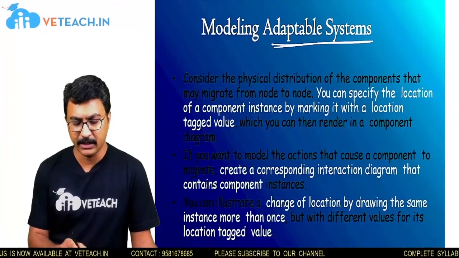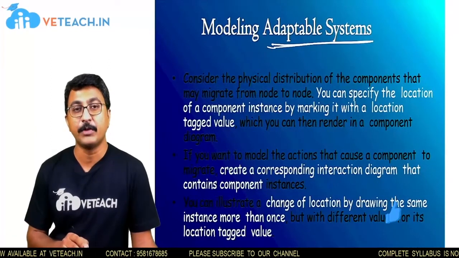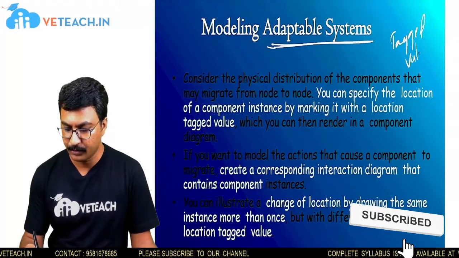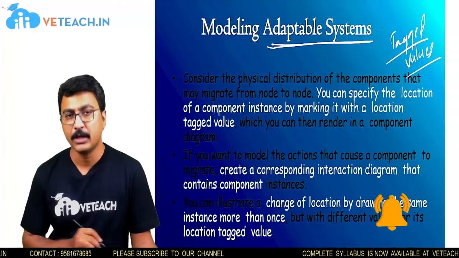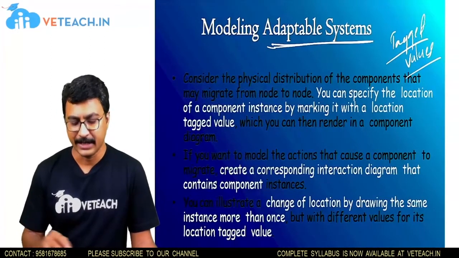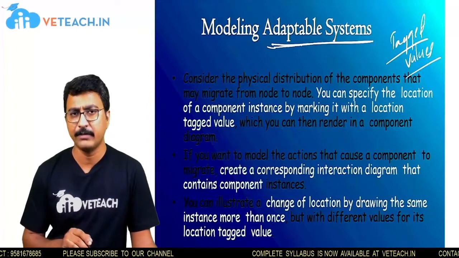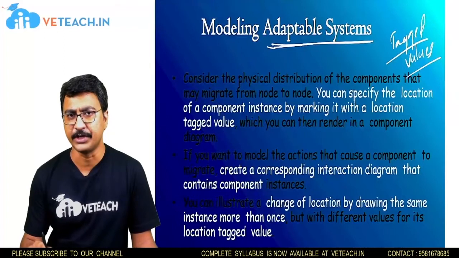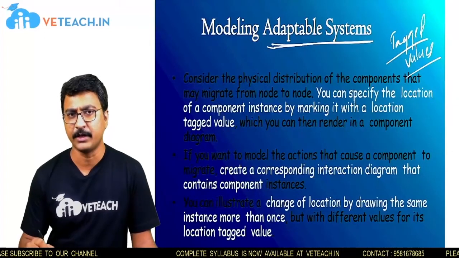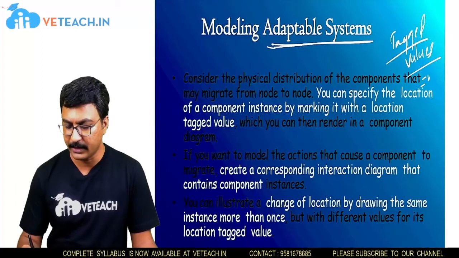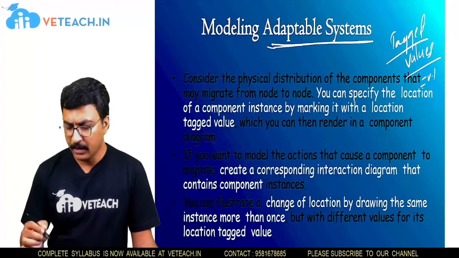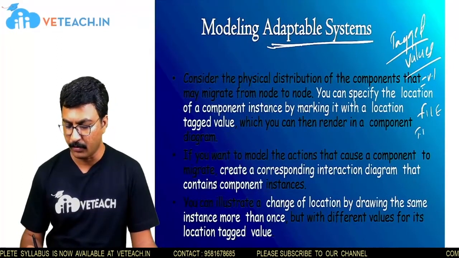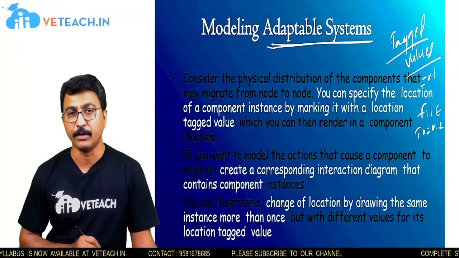So how do we show that in the UML? We show it with the help of adaptable systems with the use of tagged values. Use of tagged values over the components will render them as adaptable. How do I add a tagged value? The name of the component does not change, but the tagged value will show a different value. For example, there is a version v1 and the same file name; the file name does not change, but the file now has a tagged value, version v2.